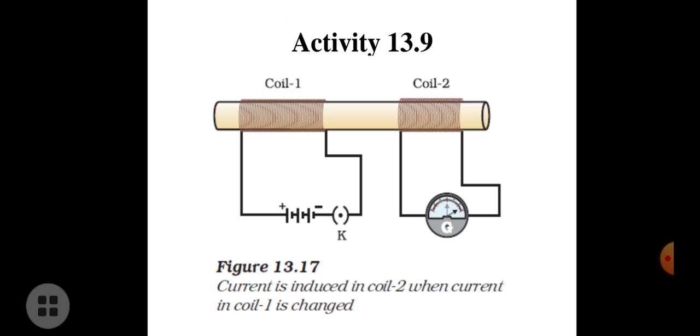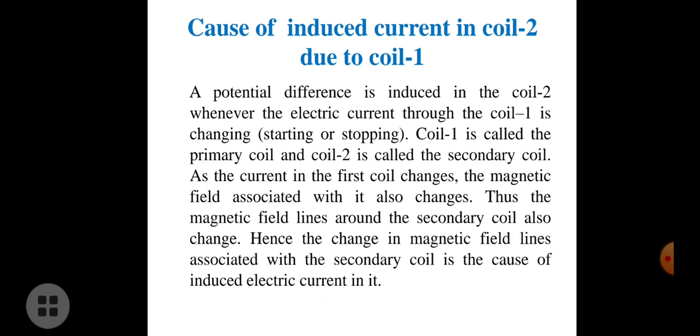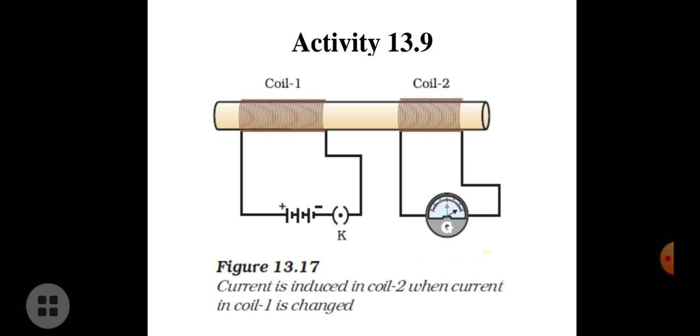In this activity, we'll take two coils, coil 1 and coil 2. Coil 1 has a large number of turns and coil 2 has a small number of turns. This is known as the primary coil and this is known as the secondary coil. Now, a battery is connected with coil 1, but the galvanometer is connected with coil 2.